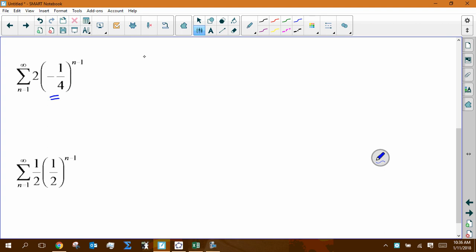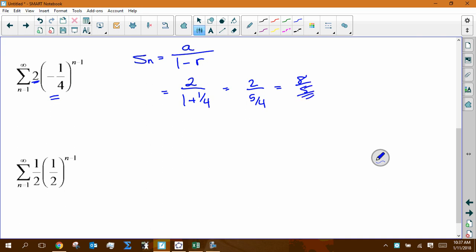So here's the formula for finding the sum of this infinite series. S sub n is equal to your first term divided by 1 minus r. That's all you have to do. My first term in this case is 2, and then 1 minus r. Well, r is negative 1/4, so it becomes plus a fourth, so I get 2 over 5/4. Multiply by the reciprocal, so I get 8/5. This thing's going to sum to 8/5, the infinite terms are.